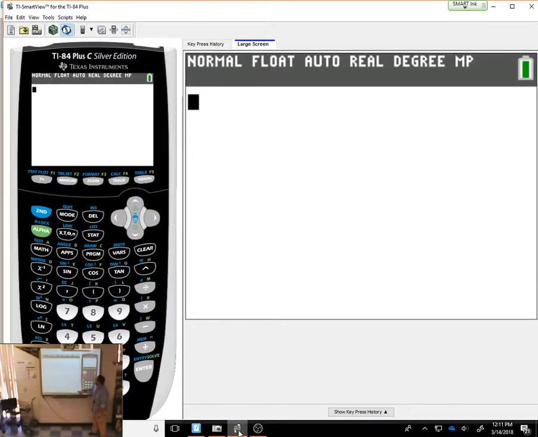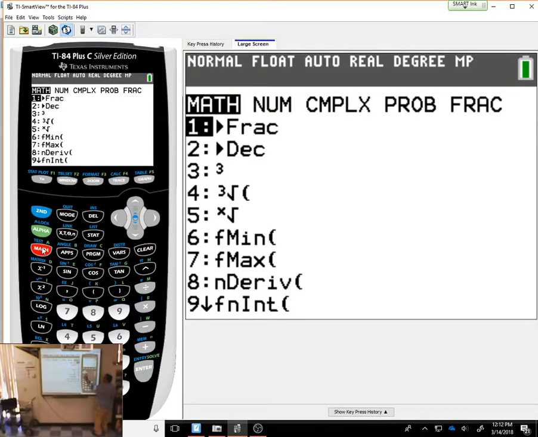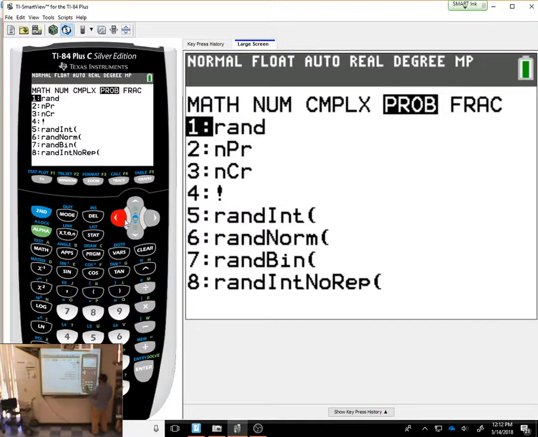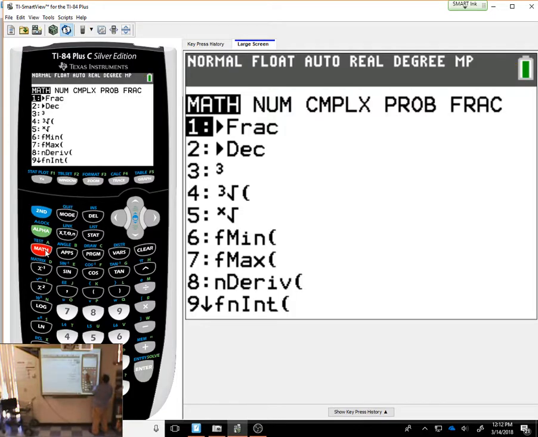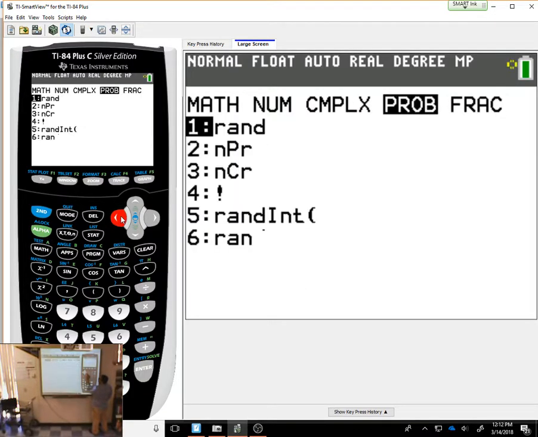The answer is math, probability, and it's option 4, so you push 4. Well, make sure that you put your number first. 12, math. Always put your numbers first.